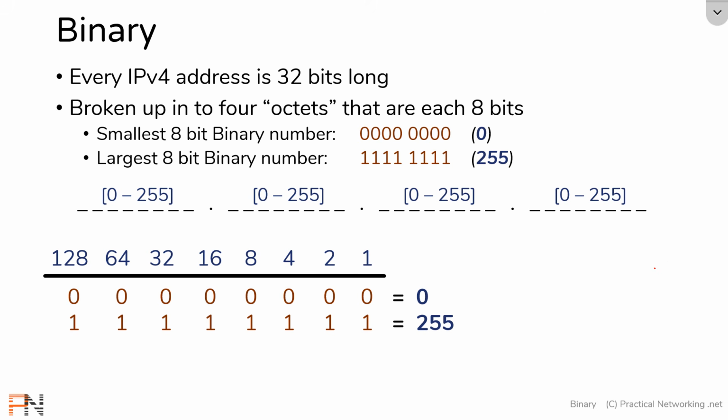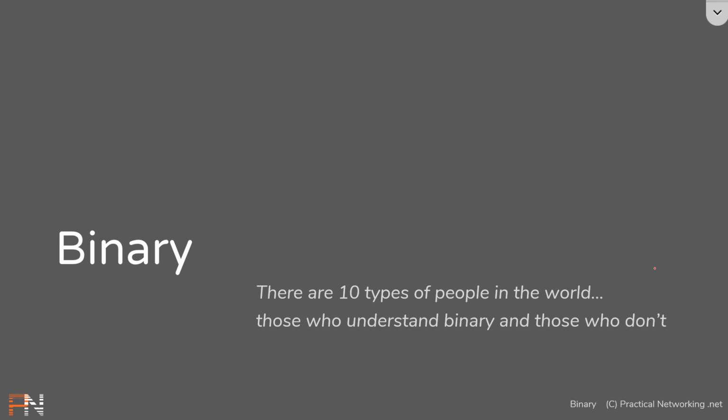So, to summarize, we started out by learning that binary is simply a number system composed of either 0 or 1. We then learned how to count in binary. Then we learned how to convert binary numbers into decimal numbers, and then we learned how to convert decimal numbers back into binary numbers. And that, my friends, wraps up our lesson on binary.